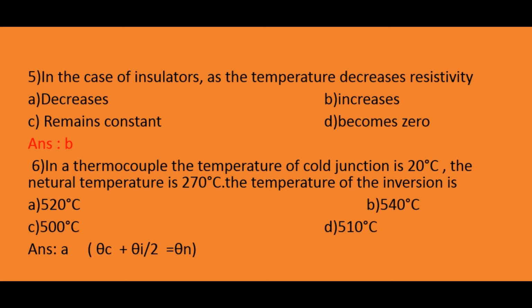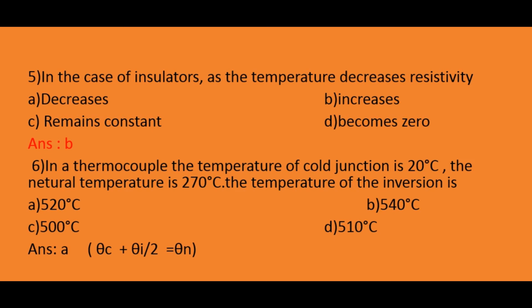Use the formula (theta C plus theta I) by 2 equal to theta N. Theta C is the cold junction temperature, that is 20 degrees, and theta I is the temperature of inversion, which we need to find out. Theta N is the neutral temperature, 270. Substituting this value, we get the answer. The answer is 520 degrees Celsius.